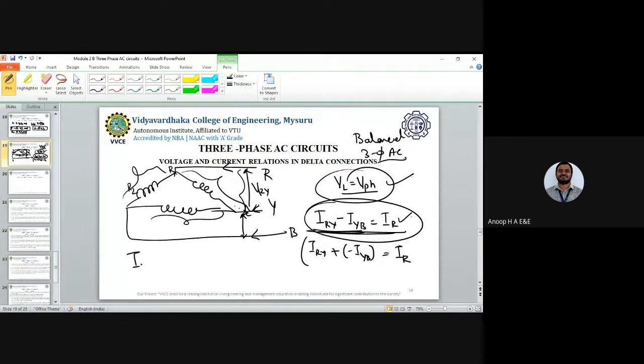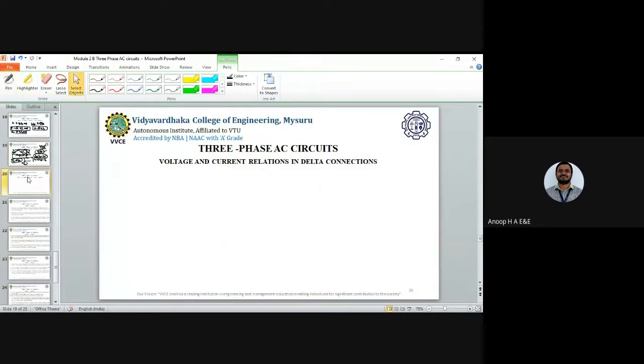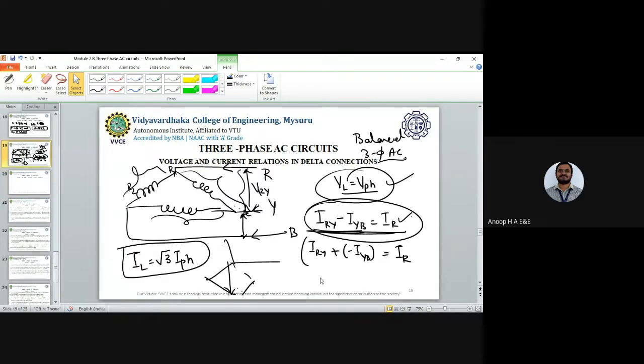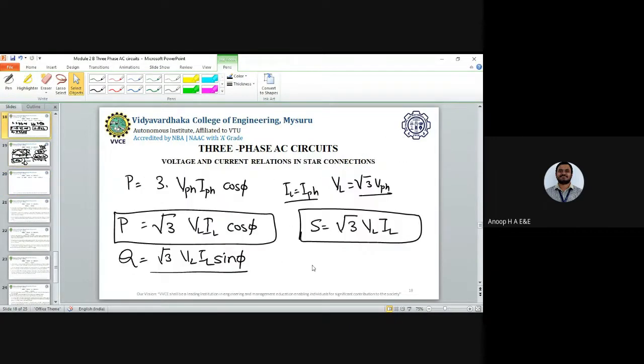I'll skip the steps. You will have a parallelogram, and the line current would be equal to root 3 into IPH. So IL equals root 3 into IPH. The same way, we'll have the power equations also. Whatever we covered is valid for both star and delta connection.